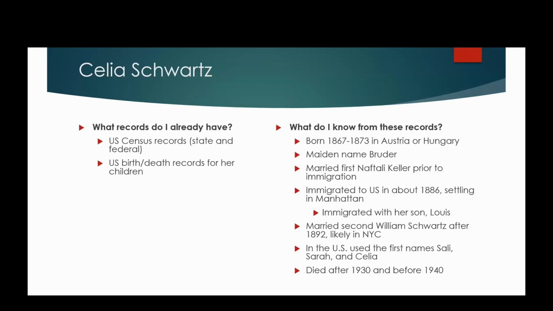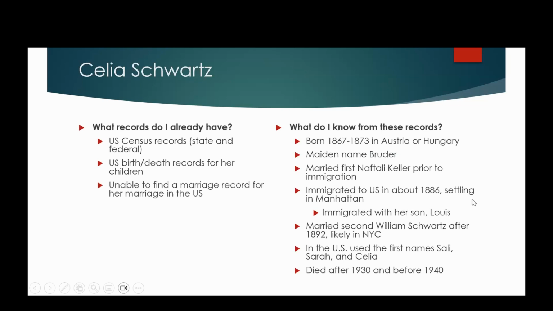Her second husband was William Schwartz. She married him sometime after 1892, most likely in New York City. In the US, her records are quite variable. Sometimes she identifies as Sally, sometimes Sarah, sometimes Celia. And she shows up in the 1930 census. She's not in the 1940 census. And so she likely died sometime between those 2 years.